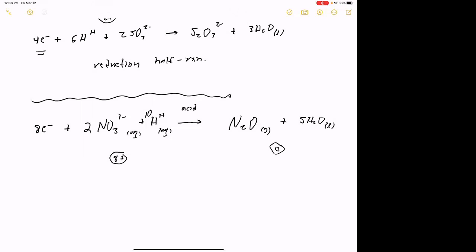Reduction. Yeah, because you look at where the electrons are, right? So if the electrons are over on the left-hand side as a reactant, it's reduction. So it's the same as the one we did before. That's a reduction half reaction.